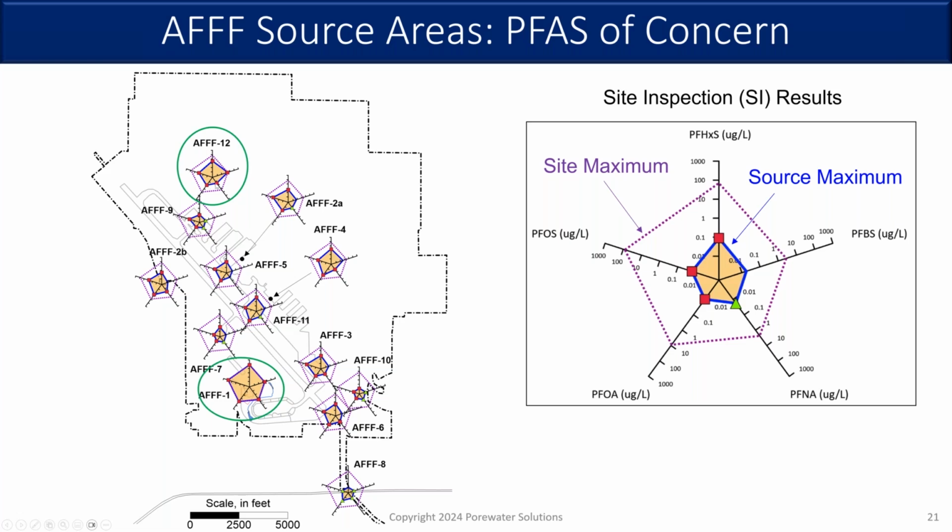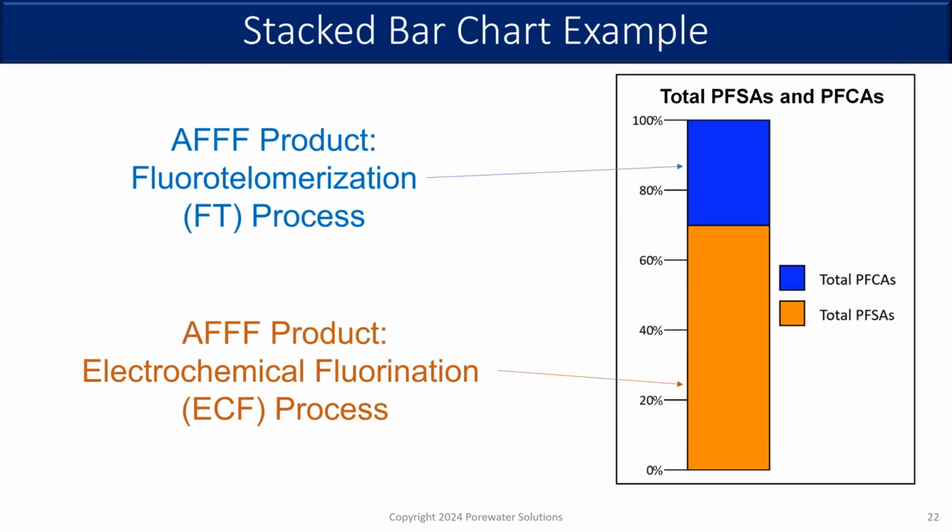But we have to look at the short chain carboxylates as well. And maybe it was a modern FT product that turned out to be higher than the sulfonates. So let's keep that in mind, and we'll move on to the next map.